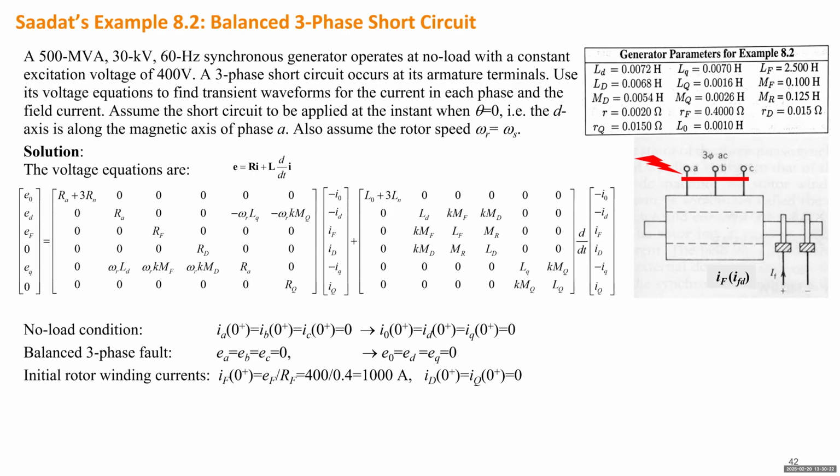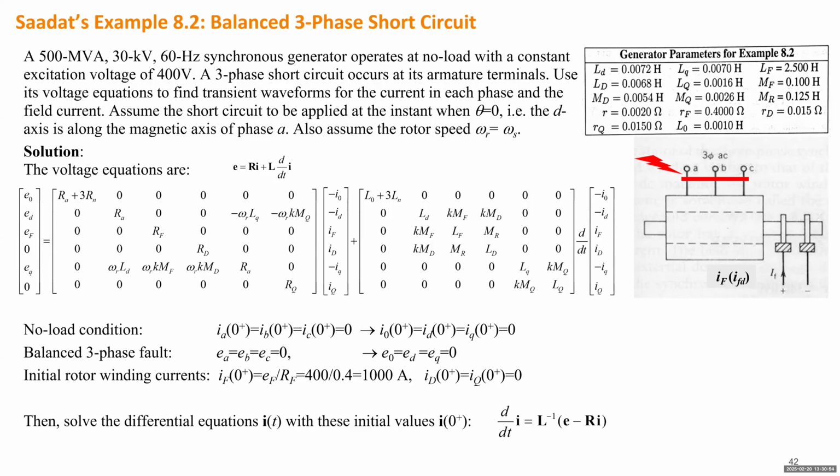And we know some initial values. For example, for the field winding current, we can do the calculation because the table gave you the field winding resistance, which is 0.4 ohm. Also, it gave you the field voltage, which is 400 volt. So you use this voltage and that resistance, you can calculate the initial field current. And for this case, the initial damper winding current has to be zero because it has no disturbance before time zero.